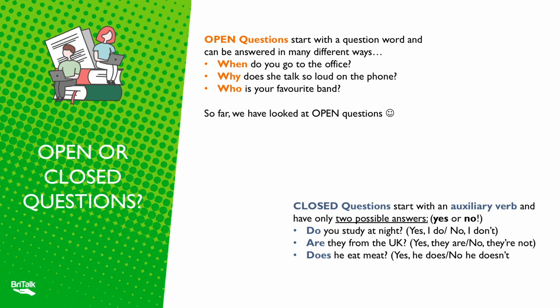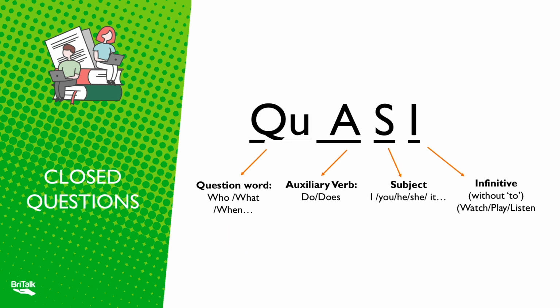As you can see, closed questions start with the auxiliary verb, so we do not need the question word for closed questions. So what happens to our quasi structure? Let's have a look. Quasi becomes asi.